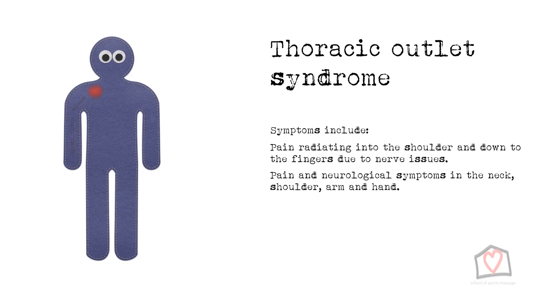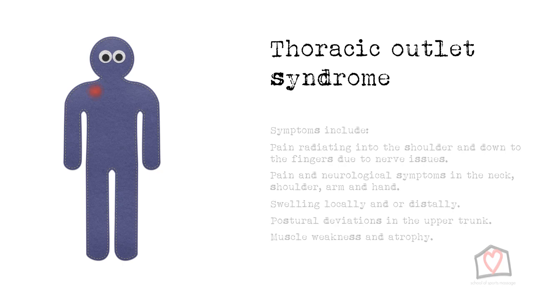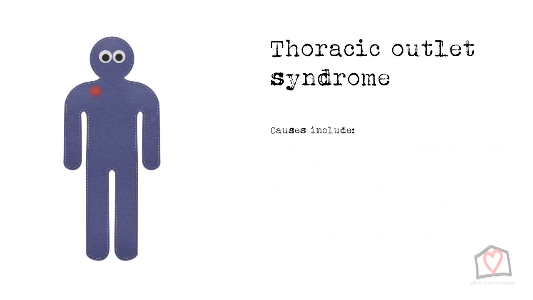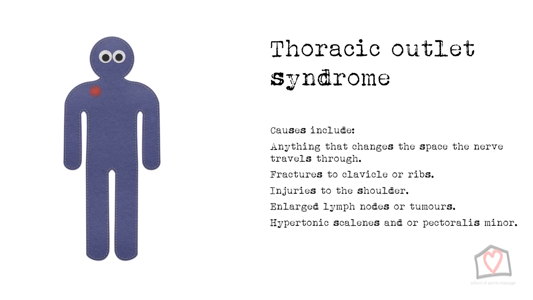Swelling locally and or distally, and possible postural deviations within the upper trunk. There may also be muscle weakness and atrophy. The possible causative factors are anything that changes the space the nerve travels through. This would include fractures to the clavicle or ribs, injuries to the shoulder, enlarged lymph nodes, tumours, hypertonic scalenes and or the pectoralis minor, possible postural deviations or a congenital condition.